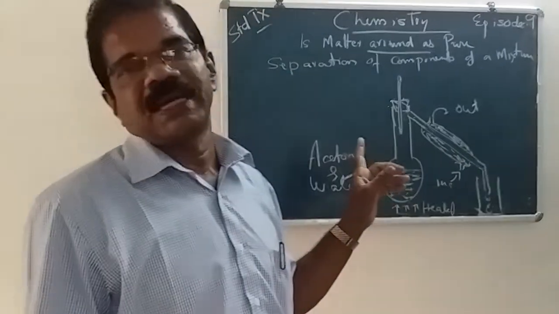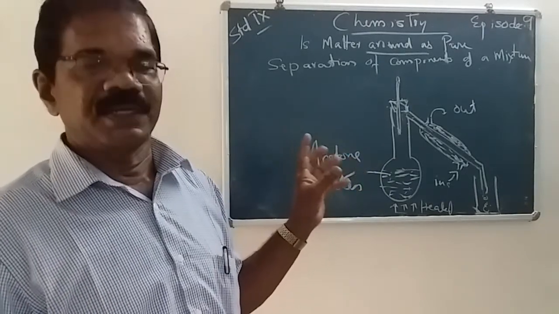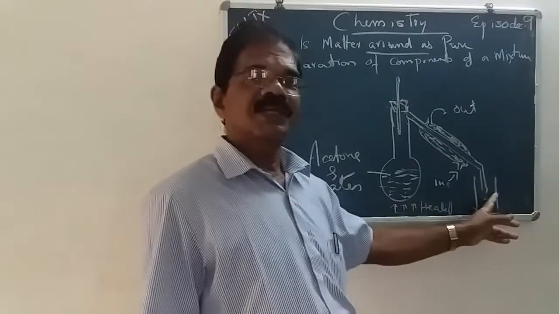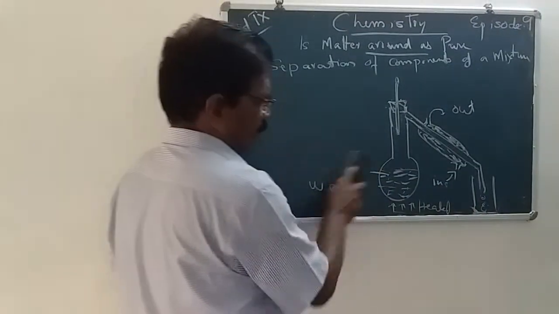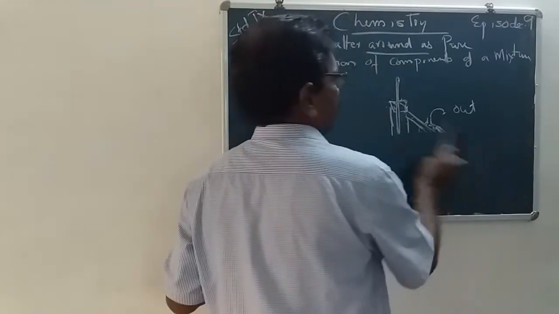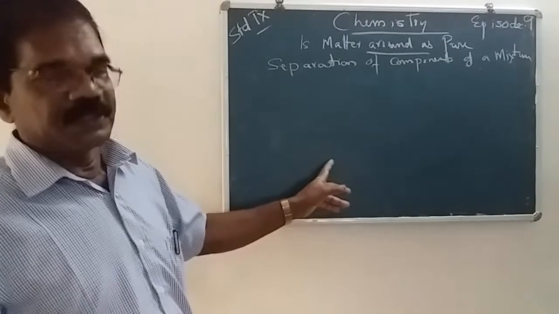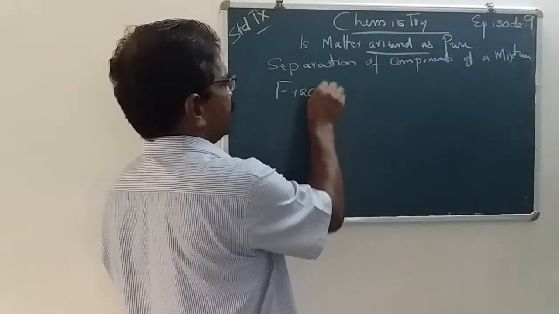The boiling point of acetone and water differs by more than 25 degrees centigrade. So this process can be used for separation by this method, distillation. Then another process comparatively very similar to this is fractional distillation. Fractional distillation.